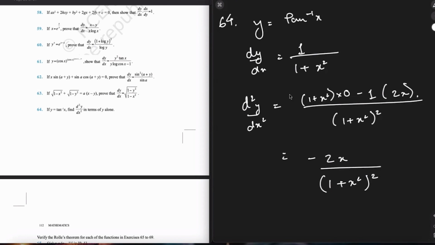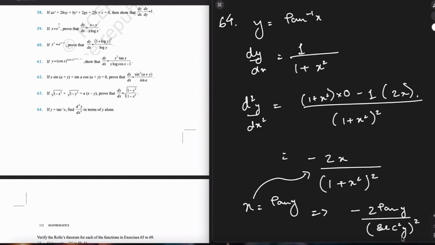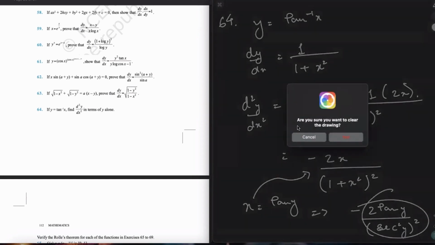we have to find the answer in terms of y alone. That is what they're saying. So in place of x, you can write tan y. If in place of x you write tan y, what will be your answer? It will be minus 2 tan y. 1 plus tan square is sec square. Then sec square y raised to a square. Then you can just simplify this and you'll get the final answer.